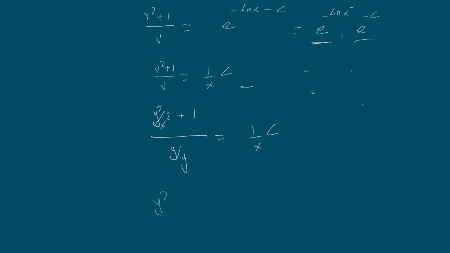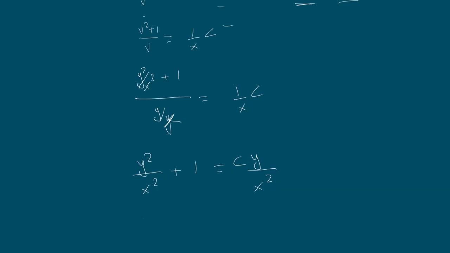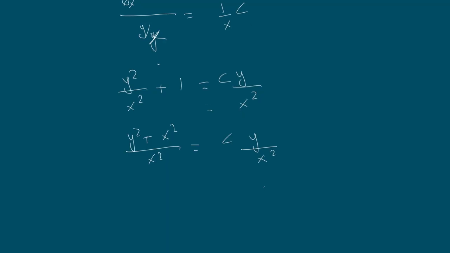So y squared divided by x squared plus 1 equals y divided by x, which is v, equals c times y divided by x squared. So y squared plus x squared, divided by x squared, is c multiplied by y divided by x squared. So y squared plus x squared equals c times y.